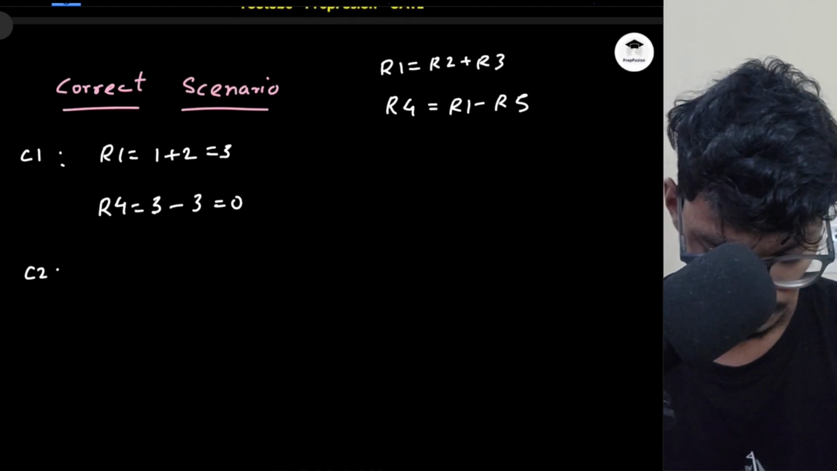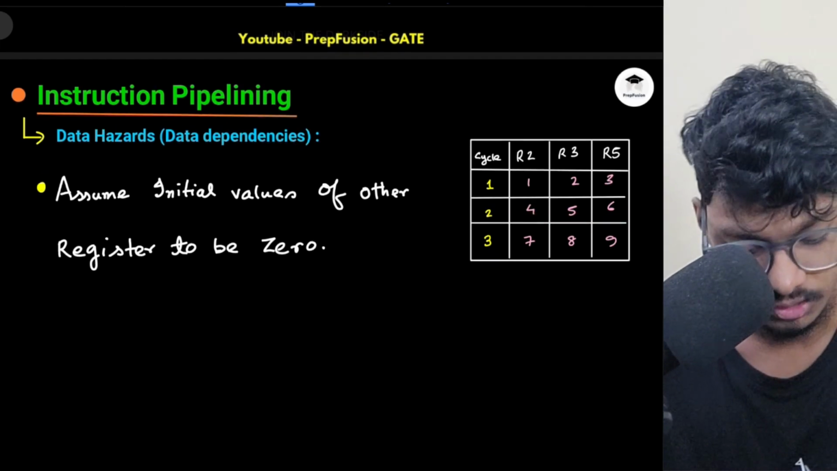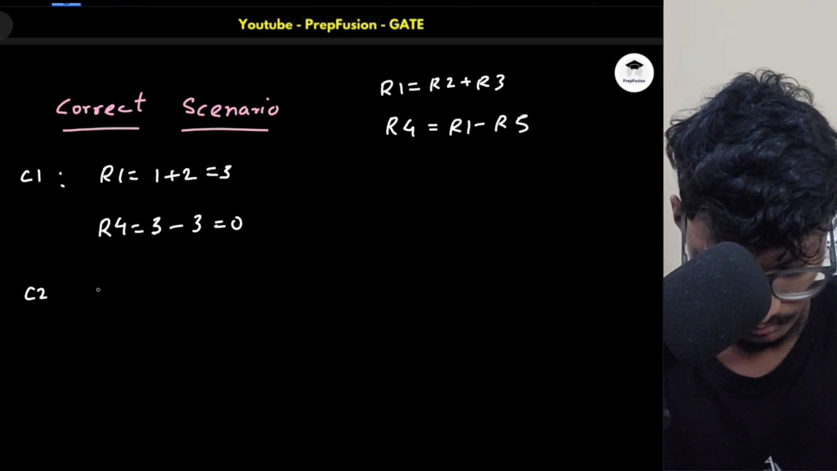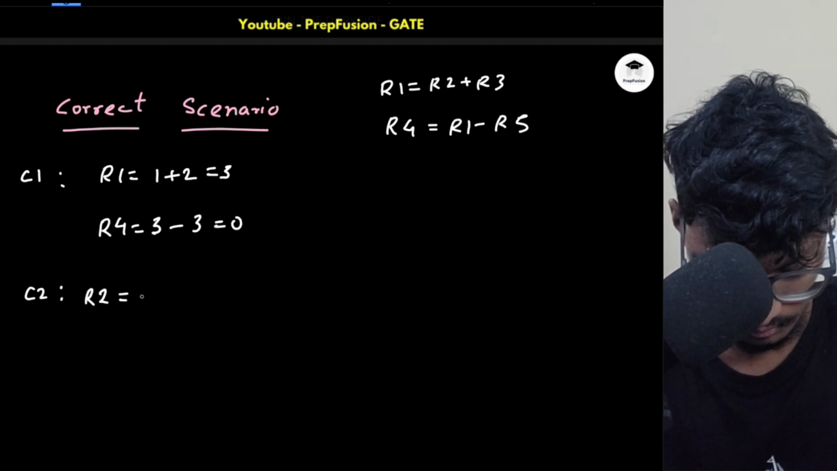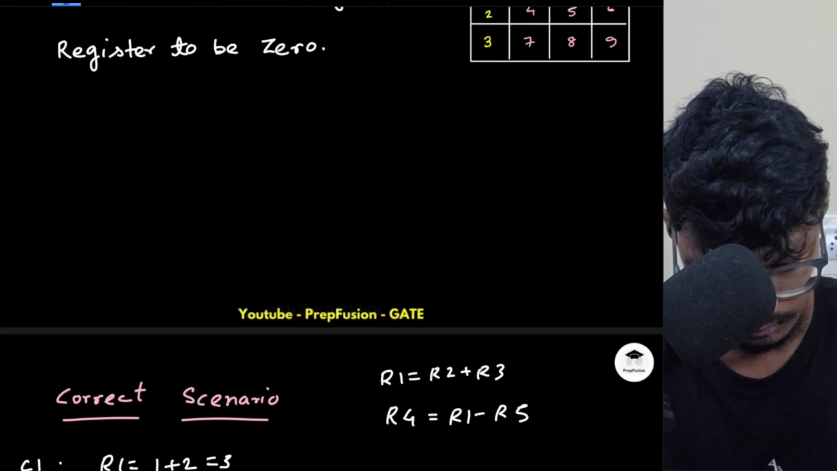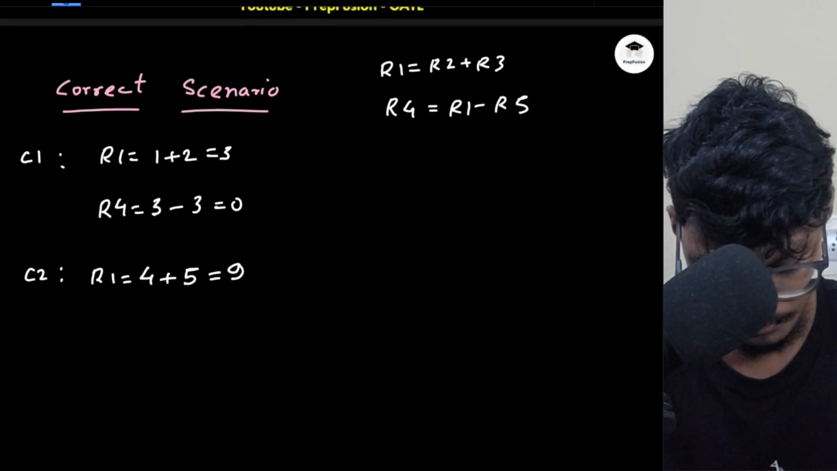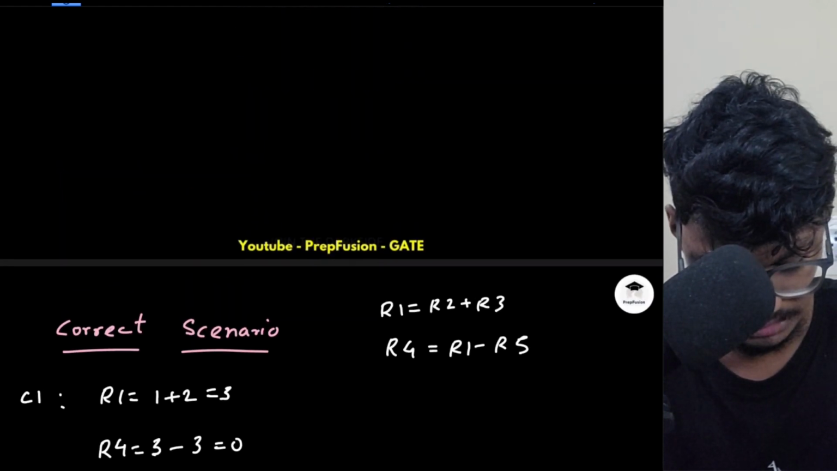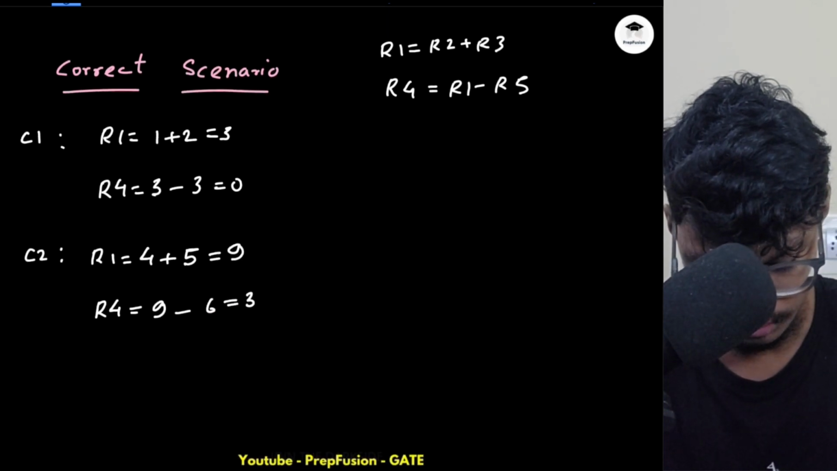And in the next cycle, what should happen? Again, the values of R2, R3 and R5 will all be updated. So R2 will be 4, R3 will be 5. So what will my R1 be? R1 will be 4 plus 5, equals 9. And what will my R4 be? R4 will be 9 minus R5. R5 is 6, so it equals 3.